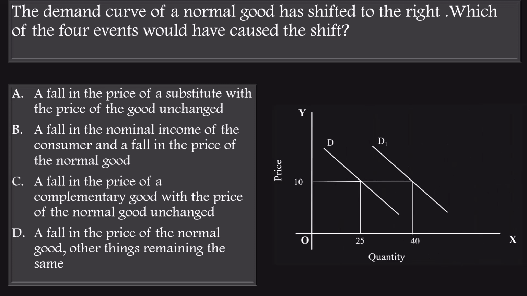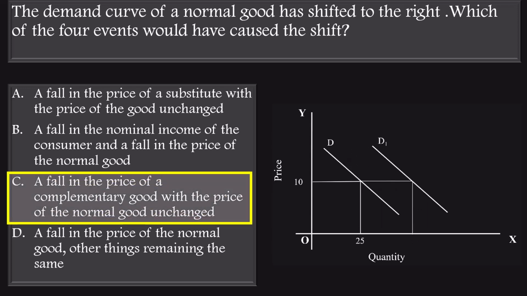When the price of a complementary good falls, the demand curve of the normal good will shift to right. It means at the existing price, more of the normal good will be bought. Option C is the correct answer.